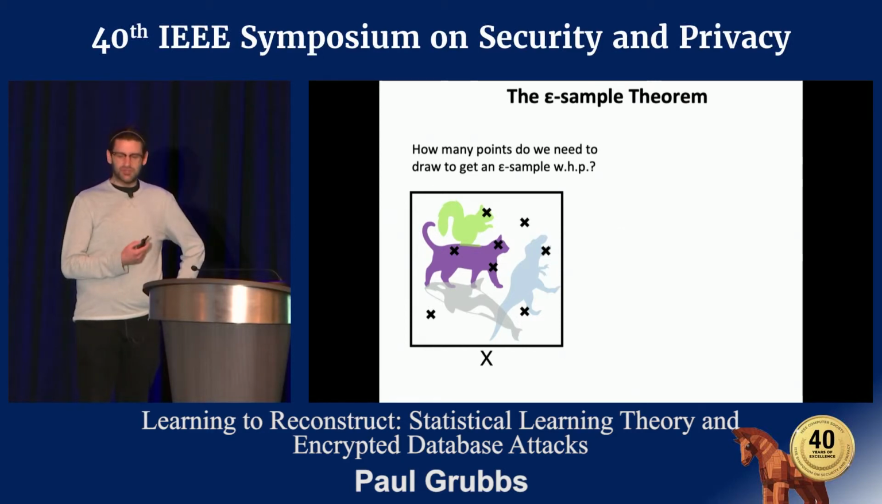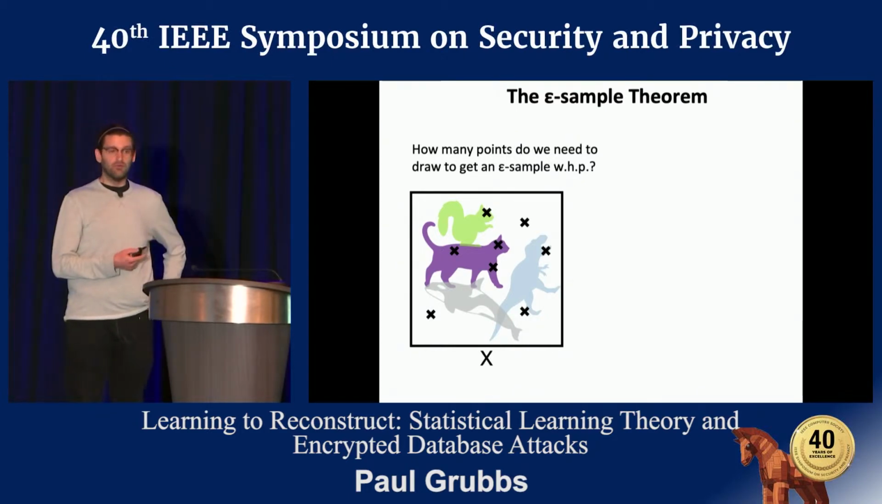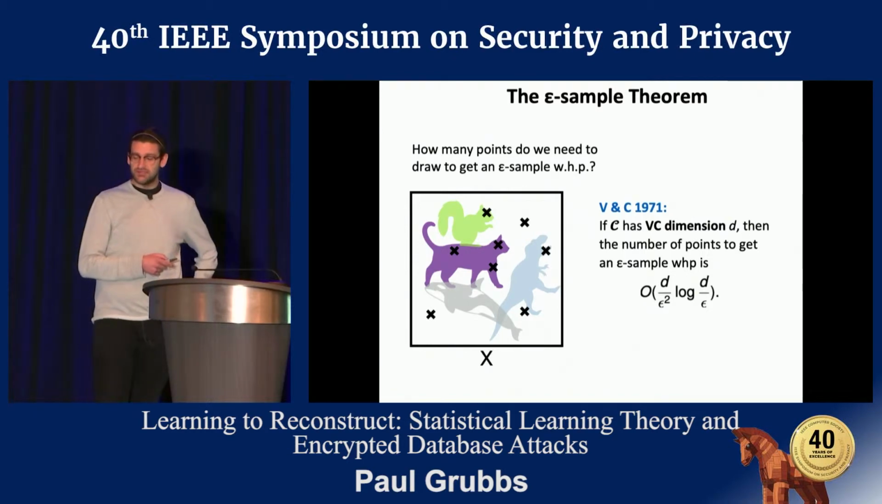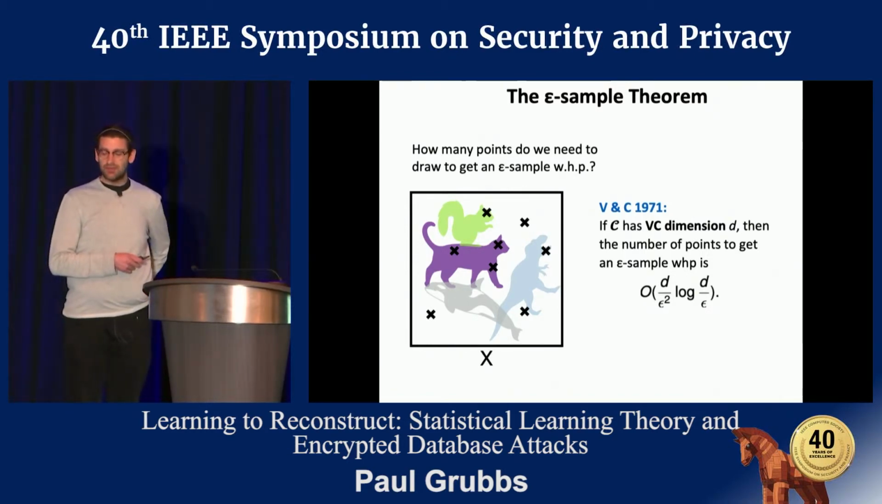Now we come to the question, how many samples of D do we need to get an epsilon sample for C with high probability? One way to analyze this is to take a union bound over each set in C, but this bound incurs a cost that depends on the size of the set. However, Vapnik and Chervonenkis proved in 1971 that if the set C has VC dimension D, the sample complexity of an epsilon sample is only big O of D/epsilon squared log D/epsilon.